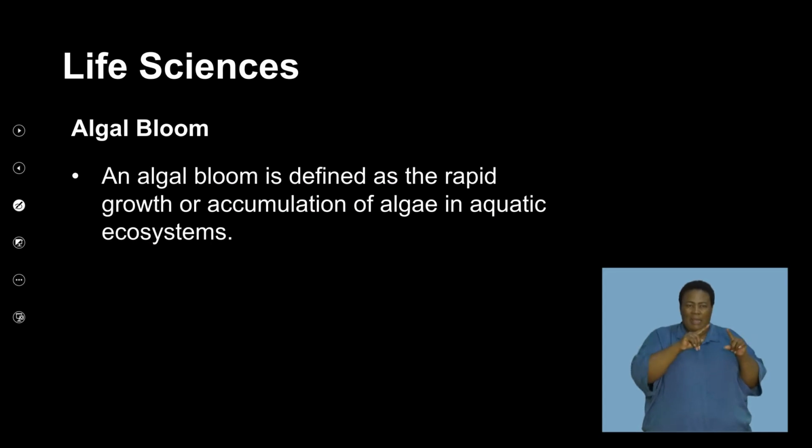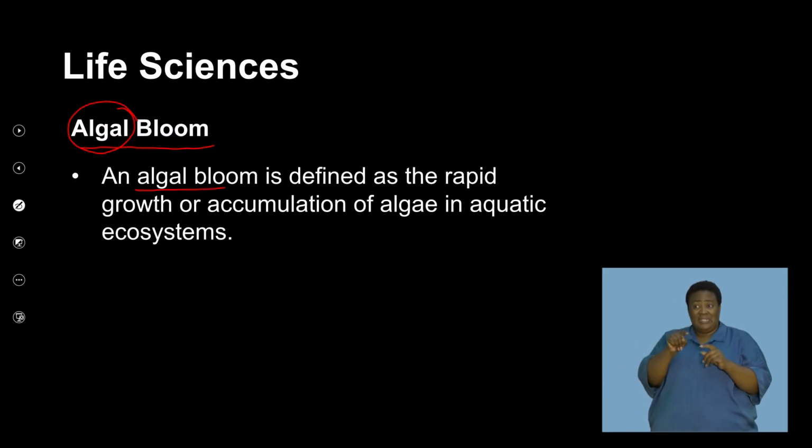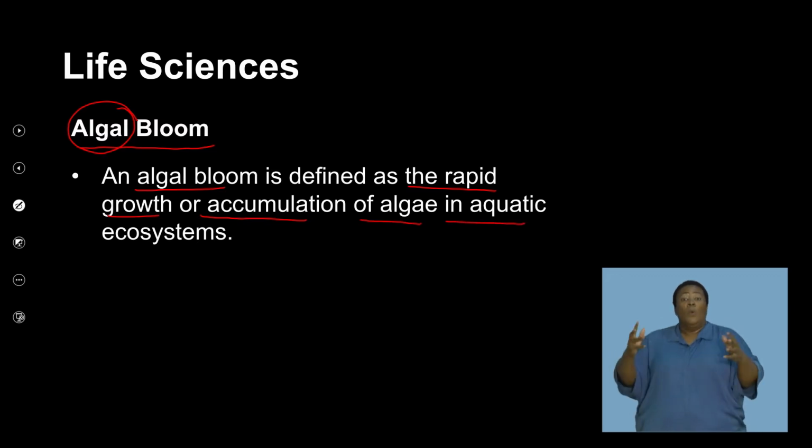So let's unpack what algal bloom is. Algal comes from the word algae, and algae is obviously a type of marine, aquatic organism that lives in water, and these are plants that are able to photosynthesize. Algal bloom is defined as the rapid growth and accumulation of algae in aquatic ecosystems. Algae generally tends to grow in water bodies. The more stagnant the water bodies, the more predominant you find algae is.